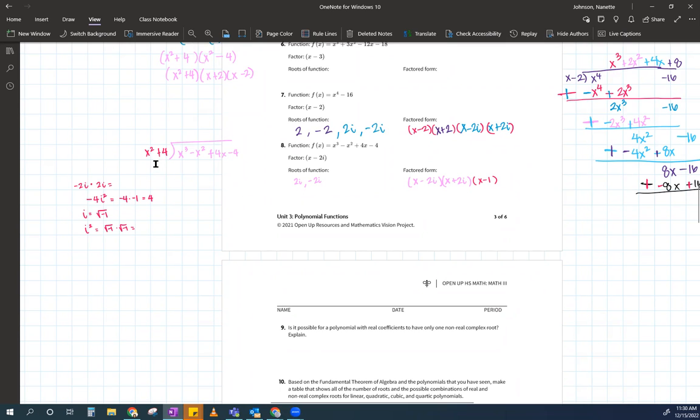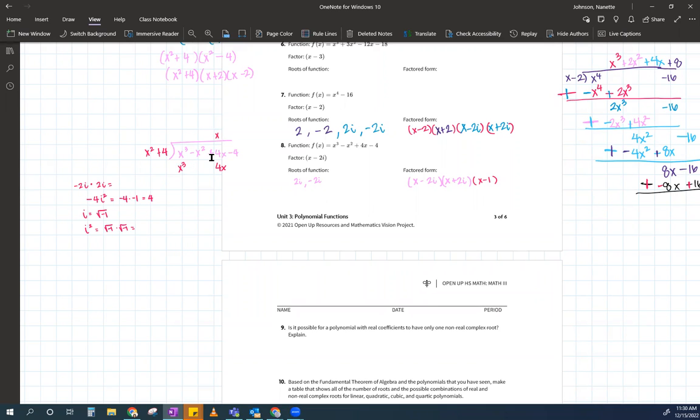So I'm going to divide by this just the same way. Ms. Johnson, this feels weird because there's no middle term here. I just make sure everybody lines up. So x squared times x is x cubed. So then I go x cubed, and then x times that is 4x squared, right? No, 4x. Wait, what am I doing? x times 4 is 4x, right?